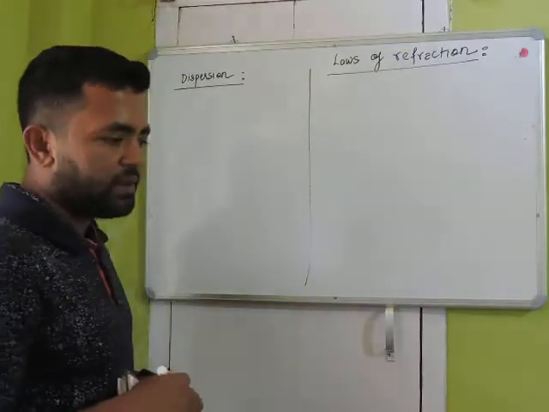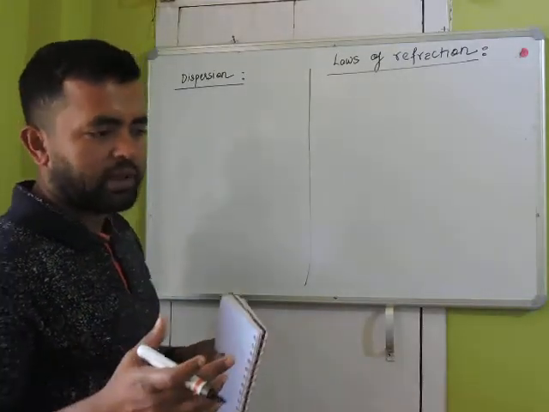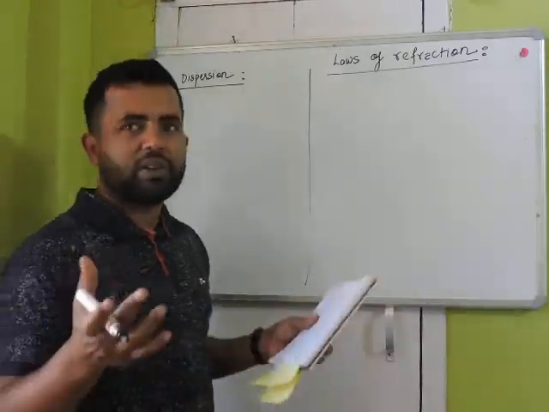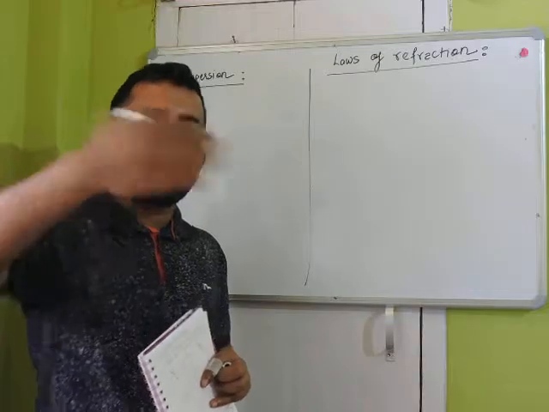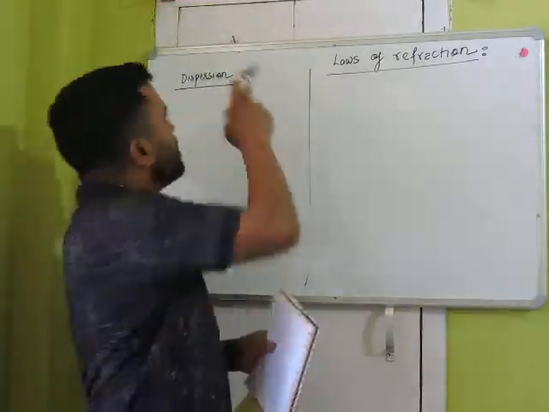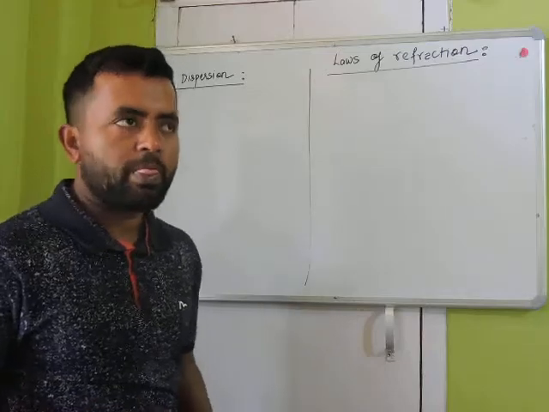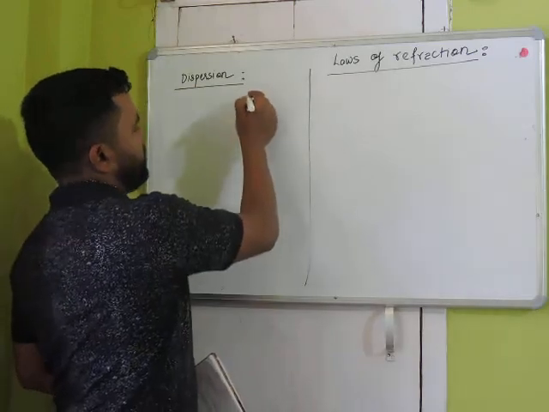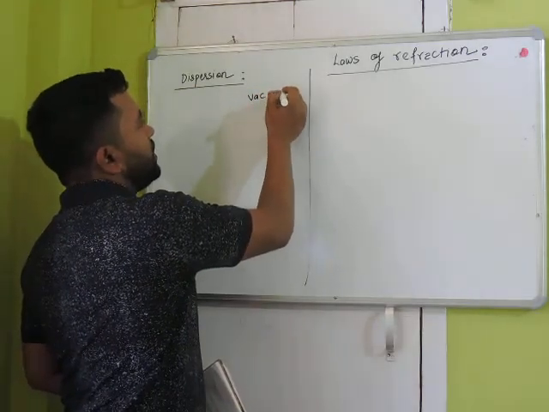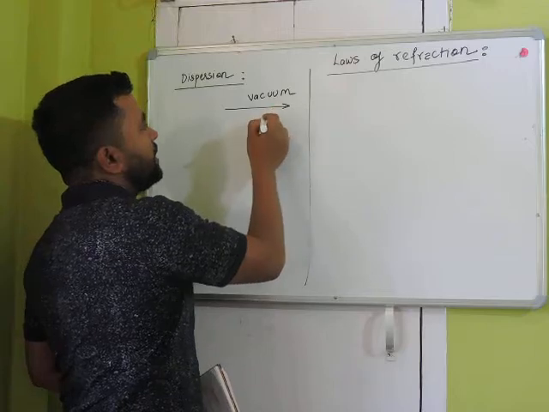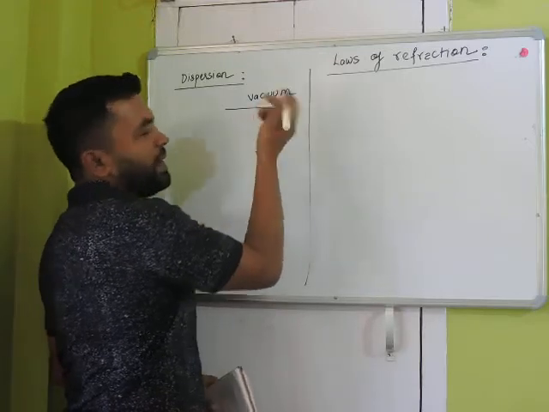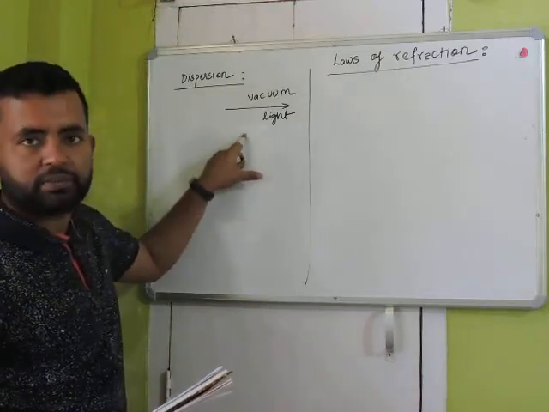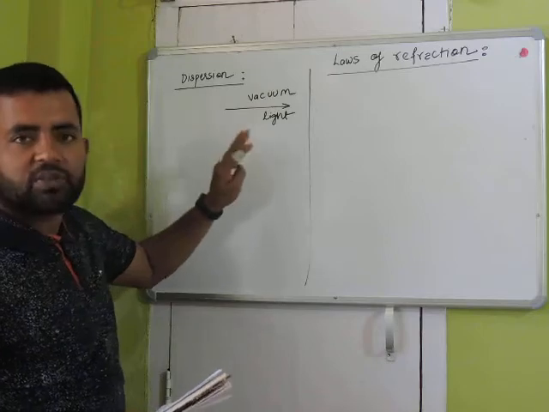I will talk about light, but all the phenomena of waves like reflection, refraction, diffraction, whatever, are common for sound waves also. All kinds of waves obey the same thing, so dispersion is there in sound waves also. Now what is dispersion in light waves? In vacuum, suppose sunlight is traveling. There is no medium, so there is no dispersion.